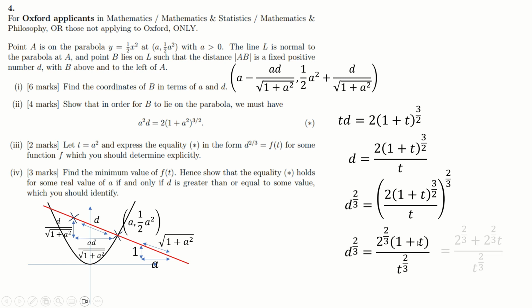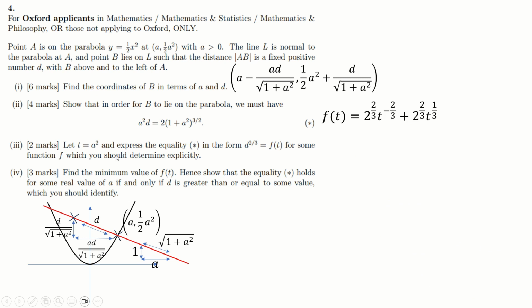Of course, I can expand that out if I want to, and then I can divide terms individually by t to the 2/3, which will give me 2 to the power 2/3 times t to the minus 2/3, plus 2 to the power 2/3, and then this is a t to the 1, divide by t to the 2/3 is t to the 1/3. I end up with this here, which I'll just define that to be f of t. Find the minimum value of f of t.